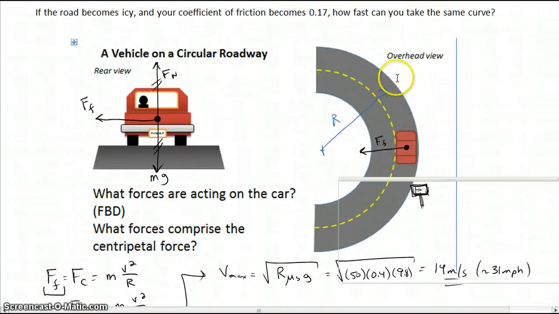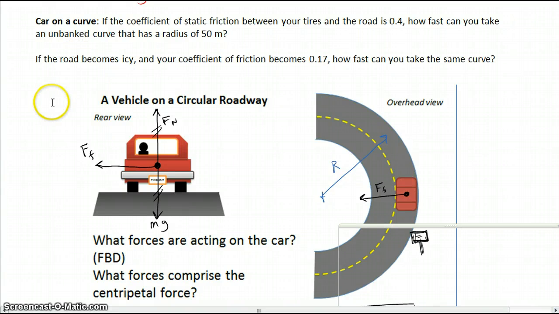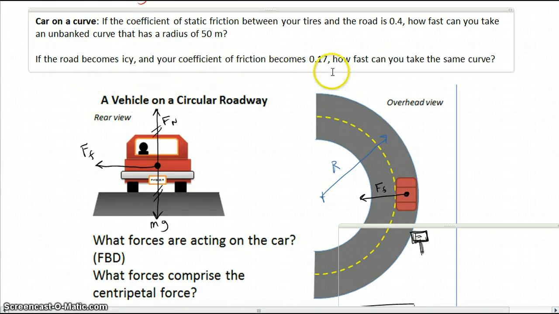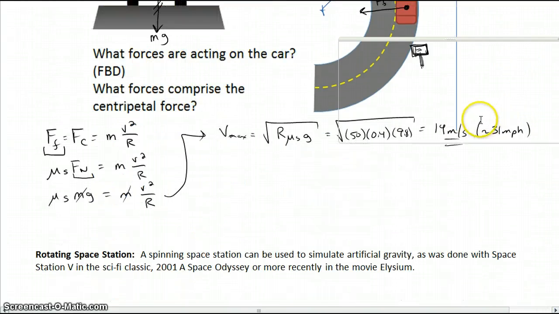Now there's a second question here. It says, okay, now the road becomes icy like it was this morning, and your coefficient of friction is 0.17, so much less than this 0.4. Now how fast can you take the curve?